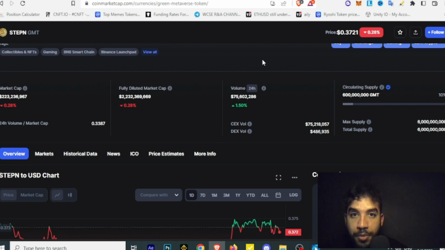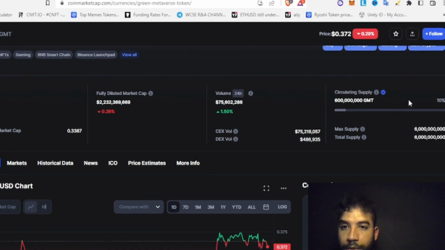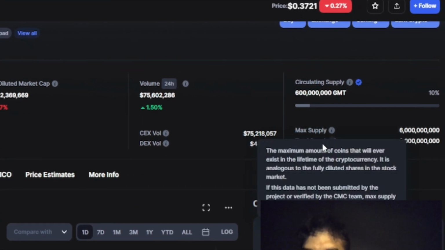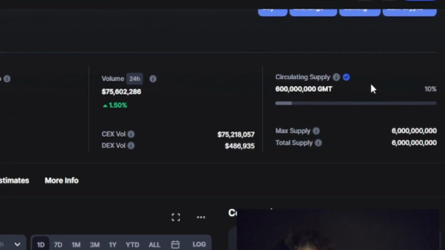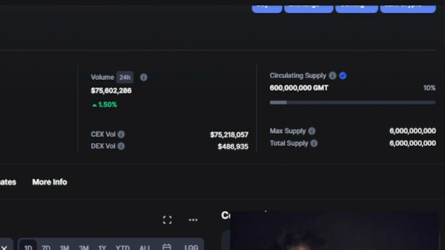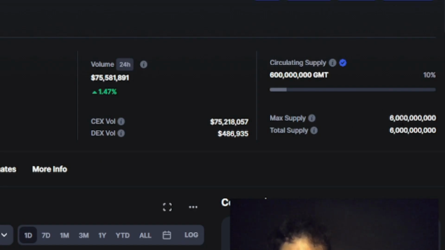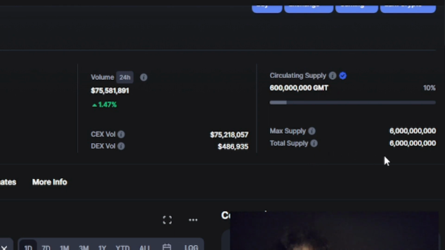The second most important one is this row here, where we can see the circulating supply, max supply and total supply. So what those things mean and why we need to know them. So now we can see that the circulating supply is around 600 million GMT coins are out there for people to buy or sell. Now the max supply is how many GMT coins are going to ever exist. The max supply is 6 billion coins and the total supply is 6 billion. Now both of them are the same.